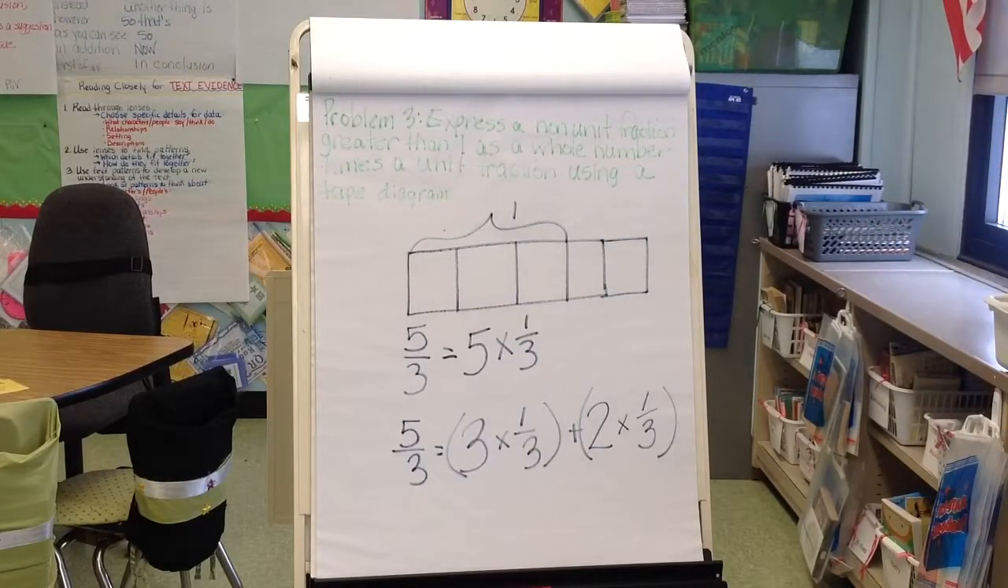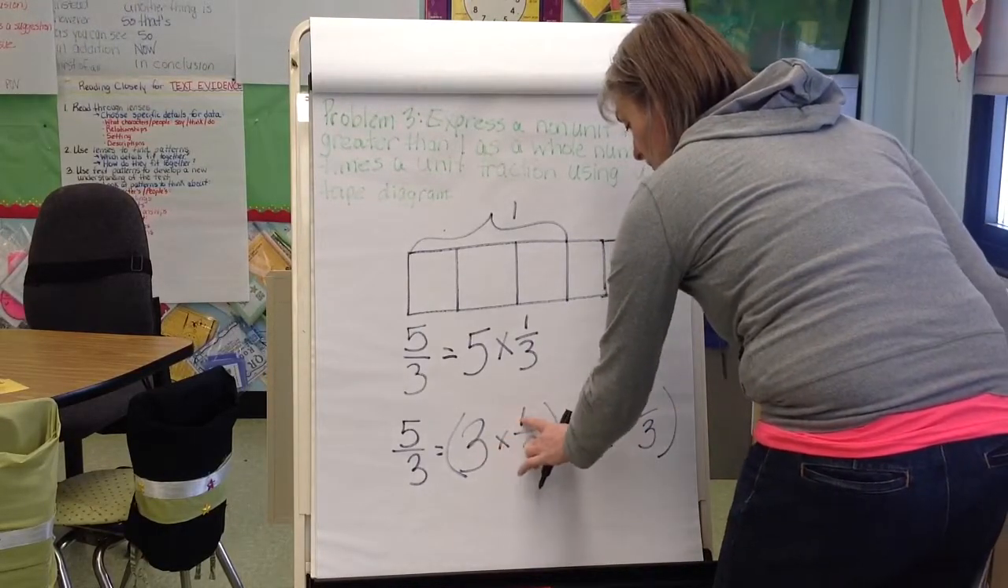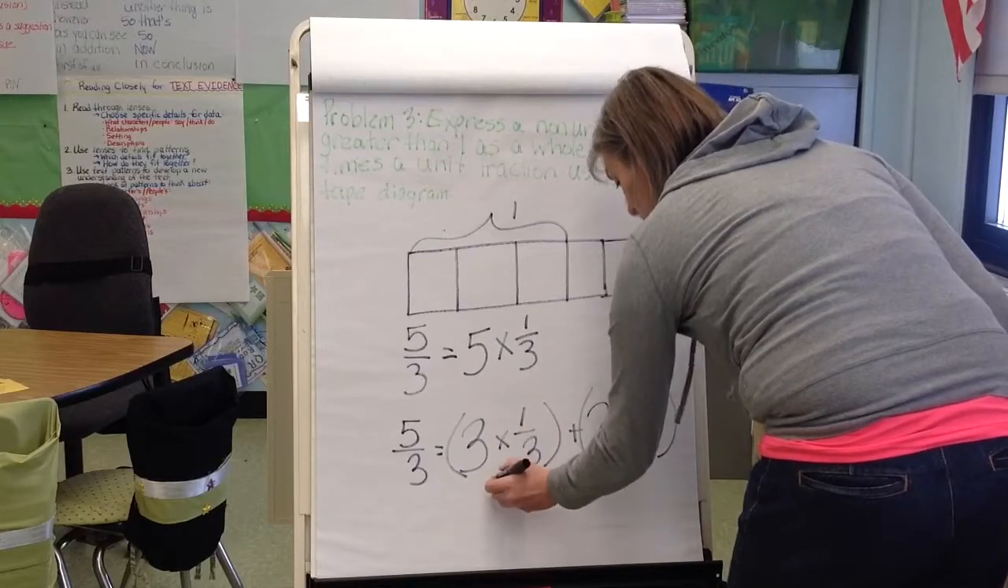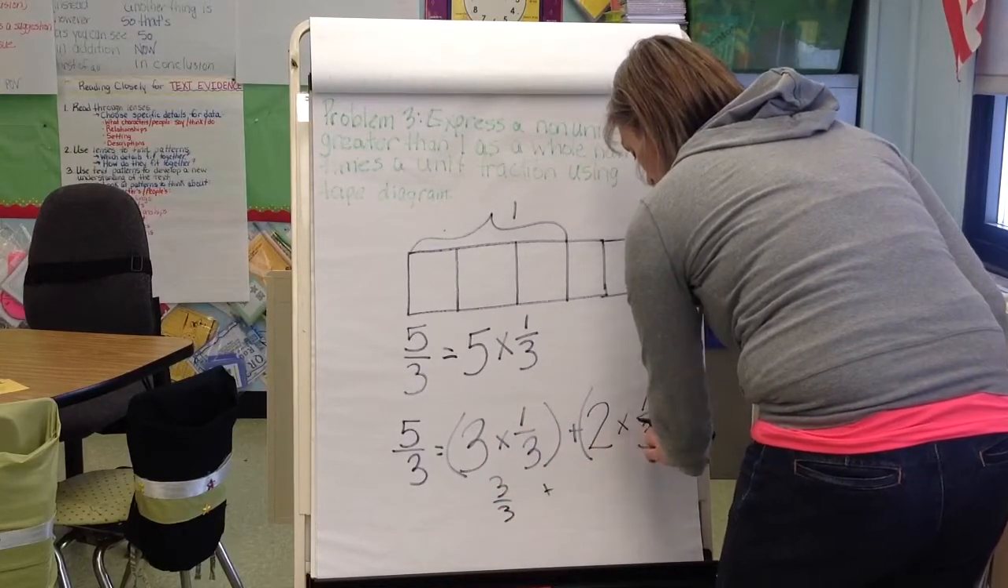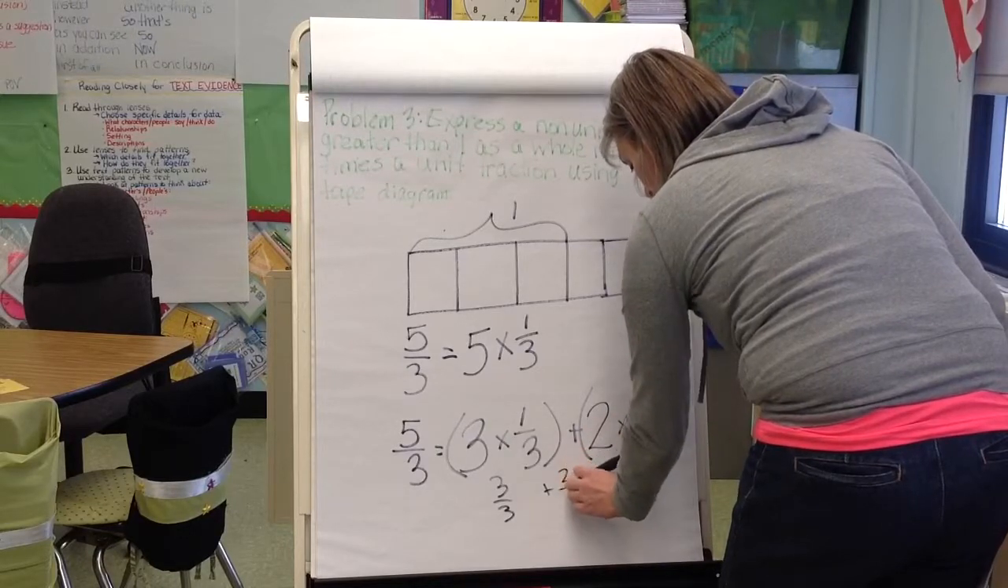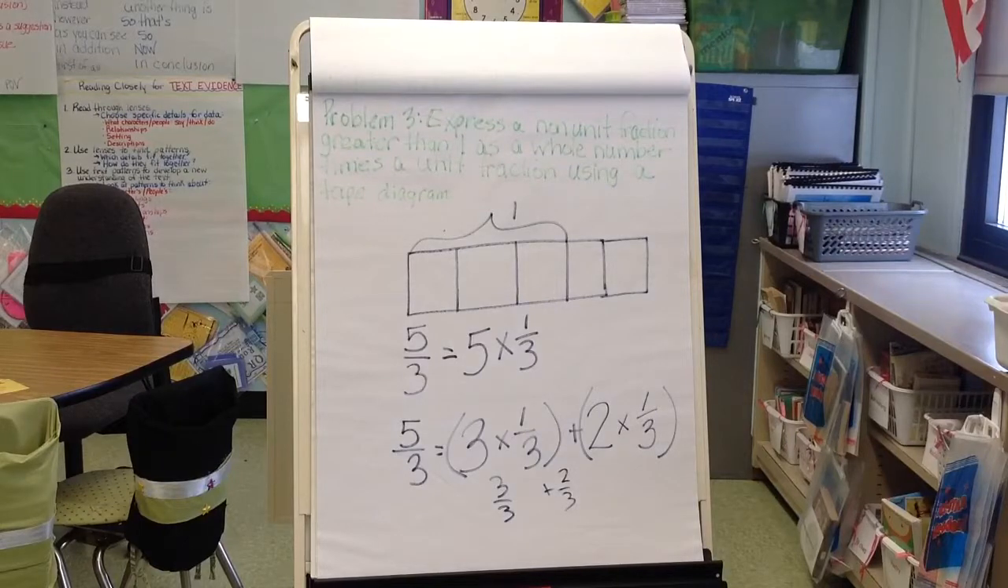It still equals 5/3, because this 3 times 1/3 is 3/3 plus 2 times 1/3, well that's 2/3. That still equals 5/3, but we're just using the parentheses.